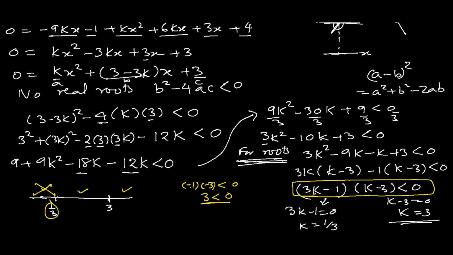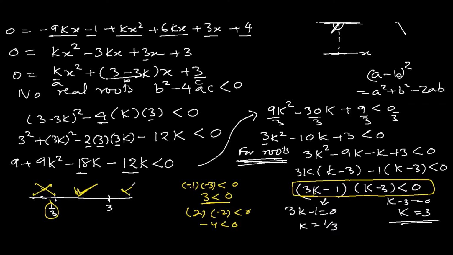Now take a number between 1/3 and 3. Let's take 1. Okay, so let's substitute this k by 1. So it becomes 3 minus 1, 2, and 1 minus 3 is minus 2. Is minus 4 less than 0? Yes, it is. So this is your answer.